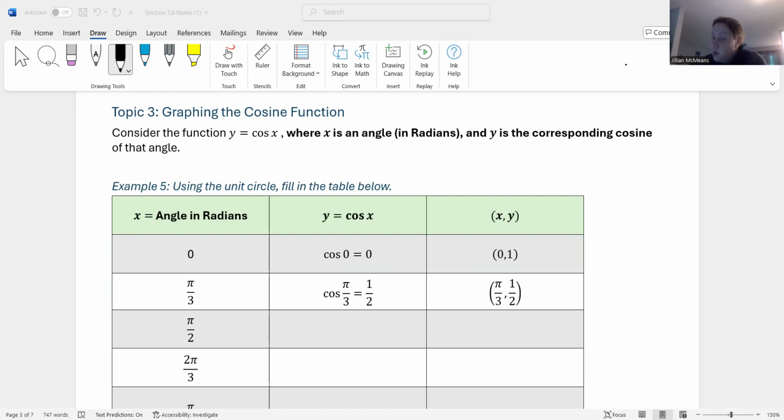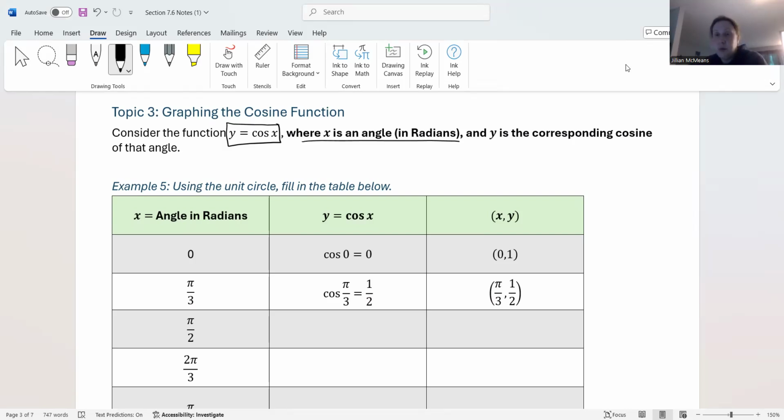So know that we're dealing with y equals cosine x, or you might see it f of x equals cosine x. That's fine. Know that your input values are x in radians, so the x coordinates are now going to be values for radians, so angle measures, and the y, the output value, is the corresponding ratios, okay?